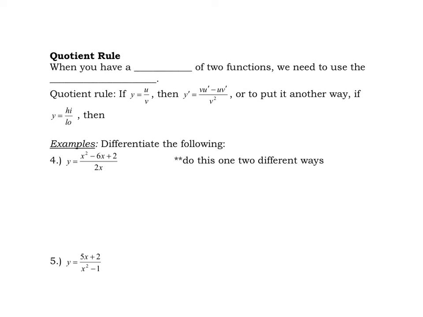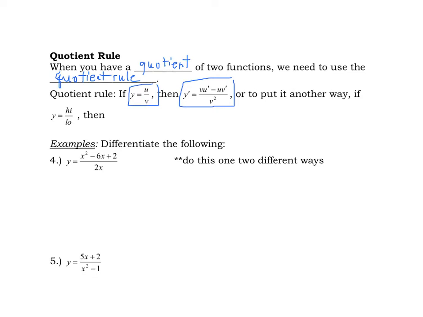Okay, our next special rule is called the quotient rule. So when we have a quotient of two functions, we're going to use what we call the quotient rule. Okay, so if we have a function divided by a function, then here is our derivative. If we call the numerator u and the denominator v, your derivative is v u prime minus u v prime all over v squared.